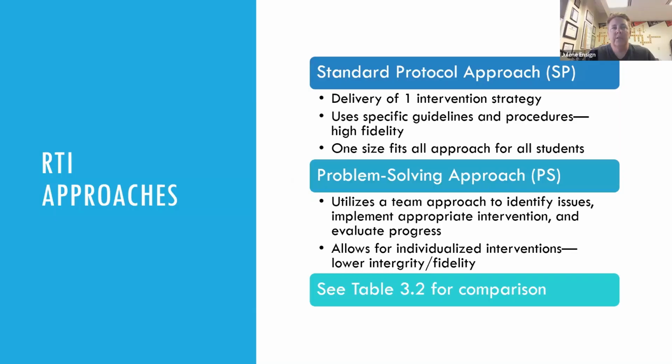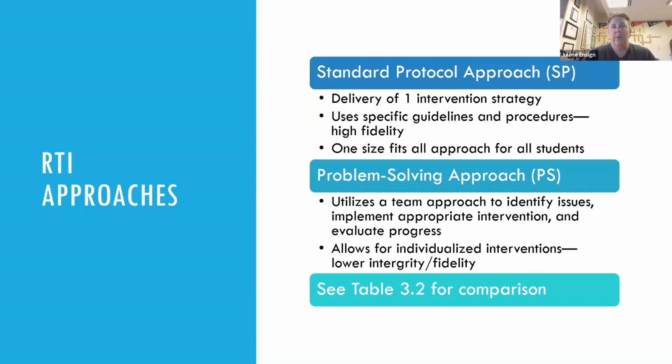Okay, so different approaches. There is the standard protocol approach. So delivery of one intervention strategy. So if a student is in tier two, maybe they get a little bit of extra time, held off to the side in a special reading group. There's very specific guidelines and procedures, has high fidelity, meaning that students have a lot of success in what they're being helped with. Okay, but it's sort of a one size fits all approach. And in a large school that doesn't have a lot of resources, this is probably going to be the protocol that's used because there just won't be enough resources to be able to be more individualized.